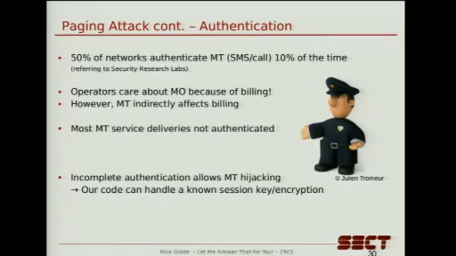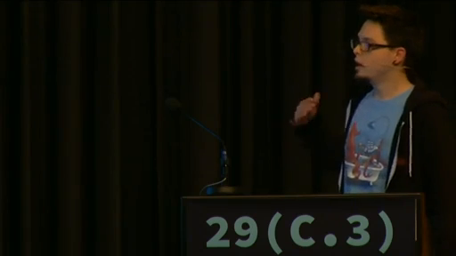So this basically means that for 50% of their networks, in 90% of the cases, you can hijack the service, which is bad. And I think the reason for this is that mobile operators really only care about mobile originating, because this is what creates the billing. So when I send an SMS to someone, this creates money for them. And when I make a phone call, this also creates money for them. But they don't earn money by delivering a service. And this is pretty bad, even though I think that mobile terminated services also kind of affect the billing.